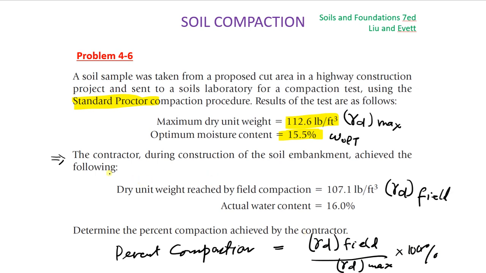So it means if we put the values, in the field we got 107.1 and in the lab it was 112.6, multiplied by 100. So let's multiply 107.1 divided by 112.6 times 100. So it will give us 95.11%. So the contractor was able to achieve 95% compaction during that process.